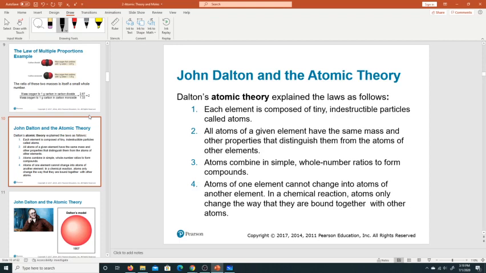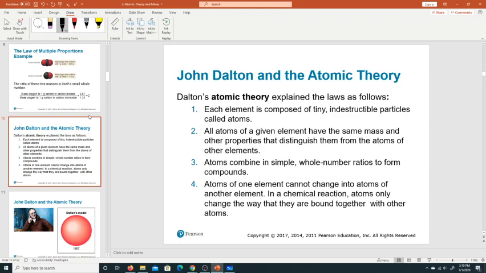Atoms combine in simple whole number ratios to form compounds. So again, you can't have fractions. You know, A, B, AB2, AB3, that kind of idea. Atoms of one element cannot change into atoms of another element. This is called transmutation. So atoms of lead cannot be turned into atoms of gold.